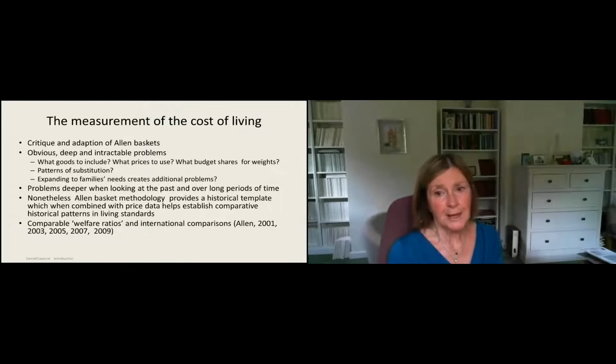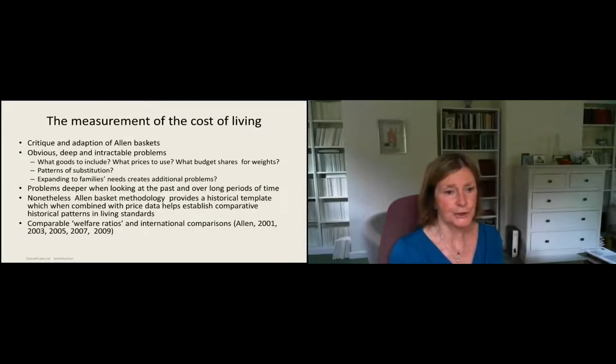And when we expand the cost of living index to look at families' needs, then we get even greater problems, because, of course, there are the scaling issues, and issues to do with what are the goods and services in the basket of consumption that are, in fact, public goods within the family, and so on. And these problems really multiply when we're looking at the past and over long periods of time.